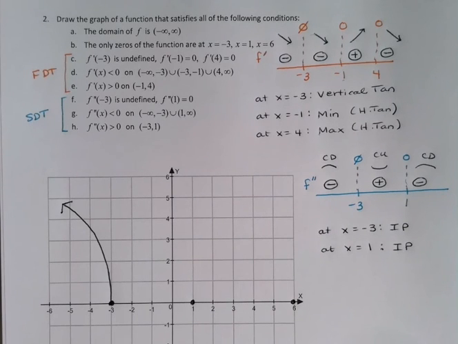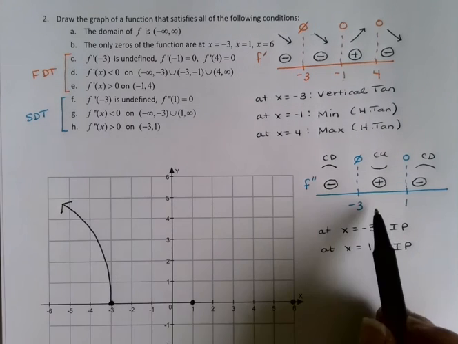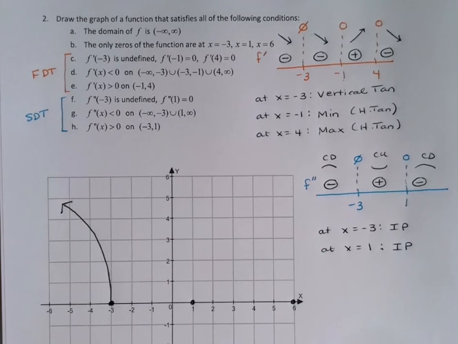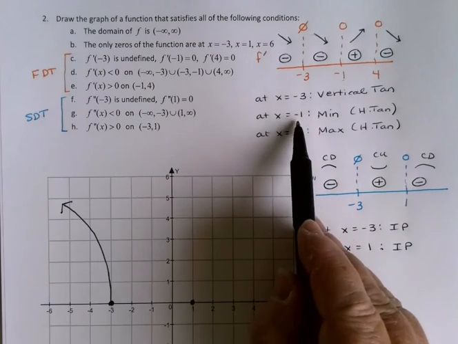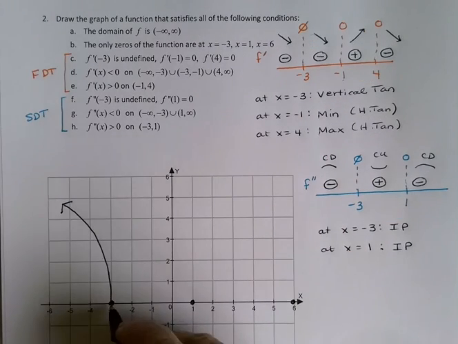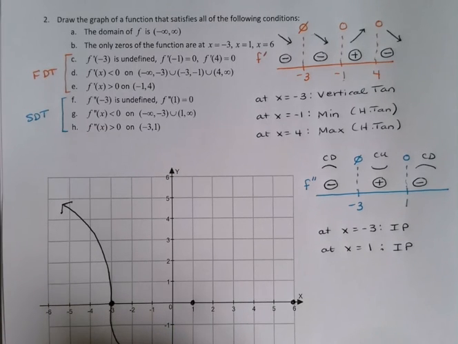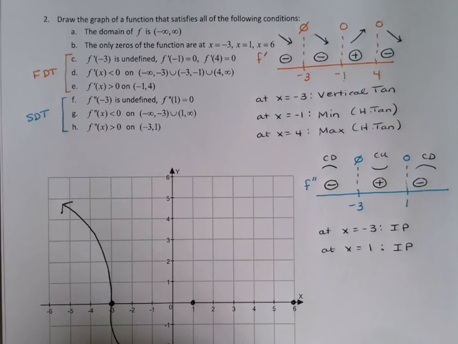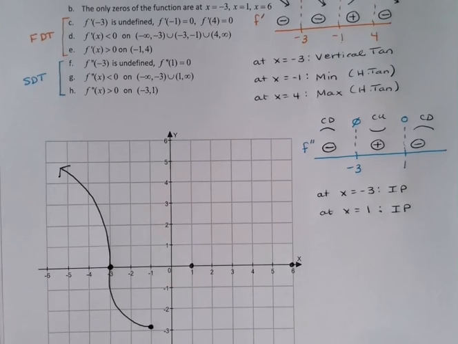All right, at negative 3, no max or min. Instead, I'm just going to change to concave up. And the next interesting thing that I'm heading for is this minimum at x equal negative 1. So a little vertical here, and then come towards a minimum at x equal negative 1.